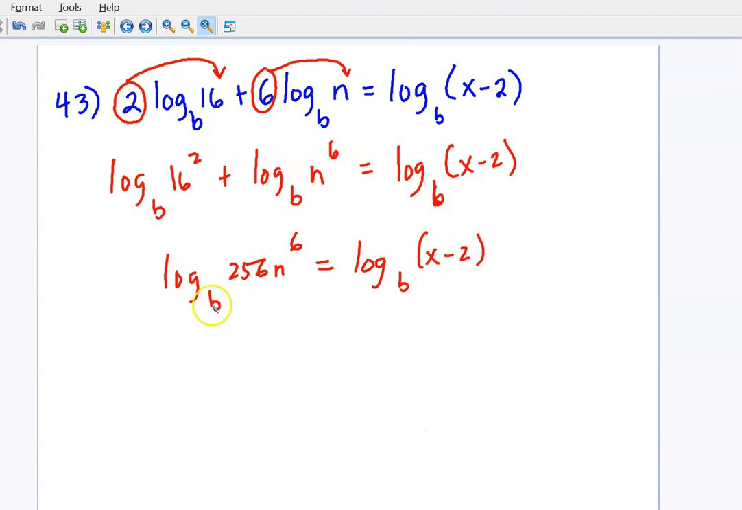And once again, at this point, you can employ the log property of equality. So 256 n to the 6th equals x minus 2. And we're supposed to be solving for n in this case. And so let's divide by 256.